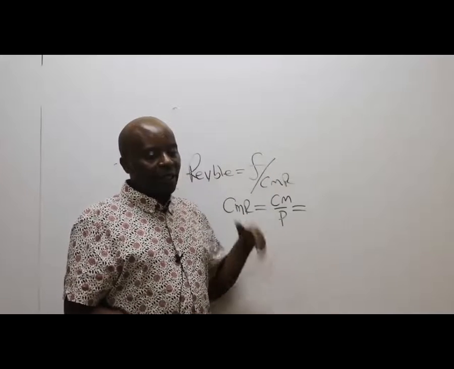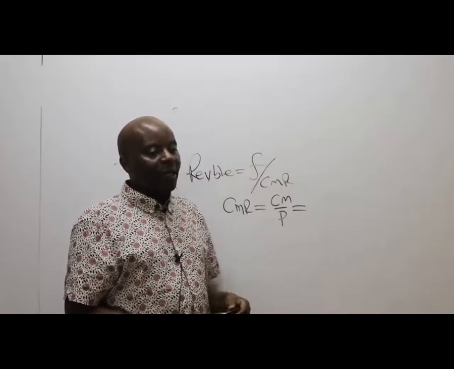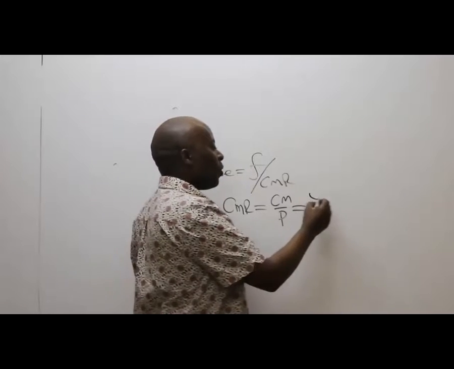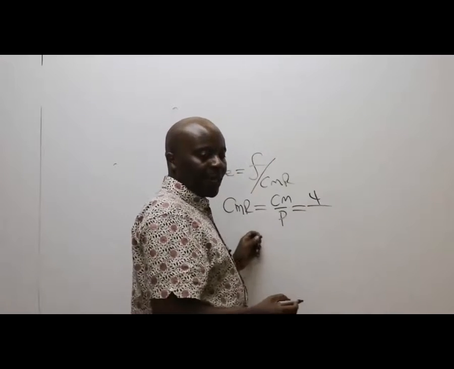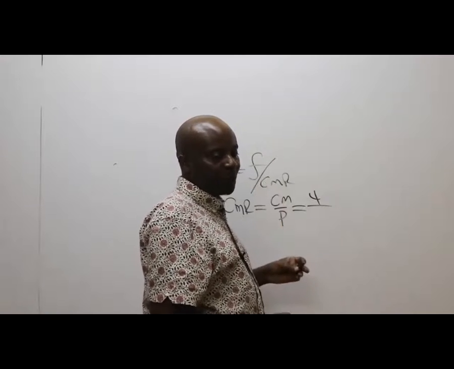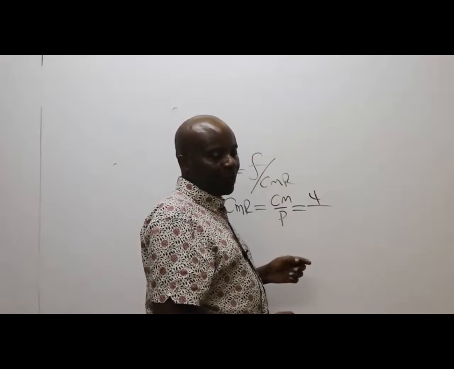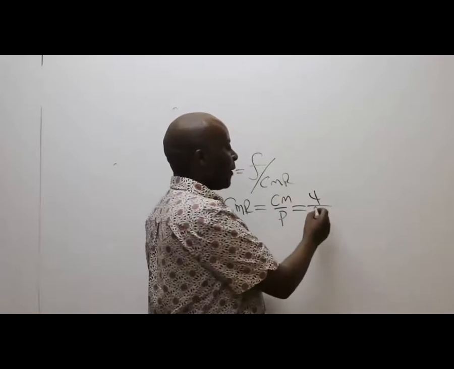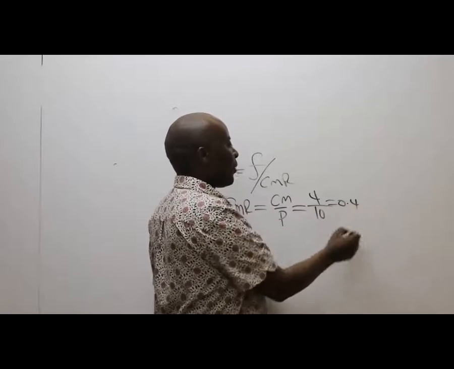We had computed this CM value up there. CM was equal to 4. So 4 over the price. Is there somebody who can remember our selling price? Our selling price is 10. So the CMR becomes 0.4.